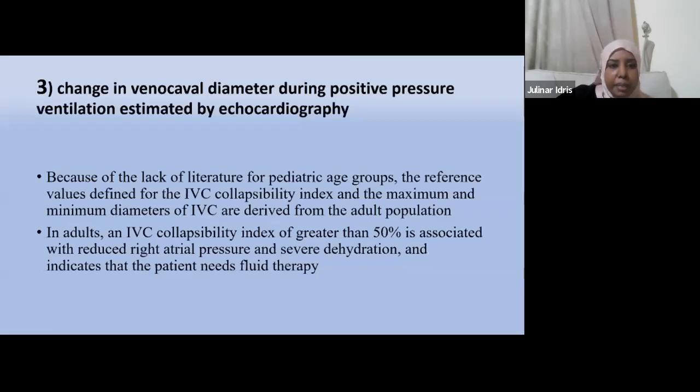The problem in pediatrics is that there are still no clear guidelines on what the reference numbers are regarding the IVC diameter itself or regarding the collapsibility index. So most of the studies or most of the trials rely on adult data.